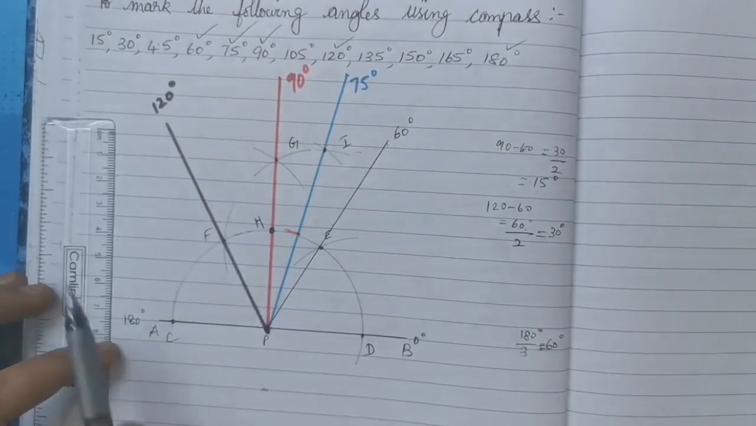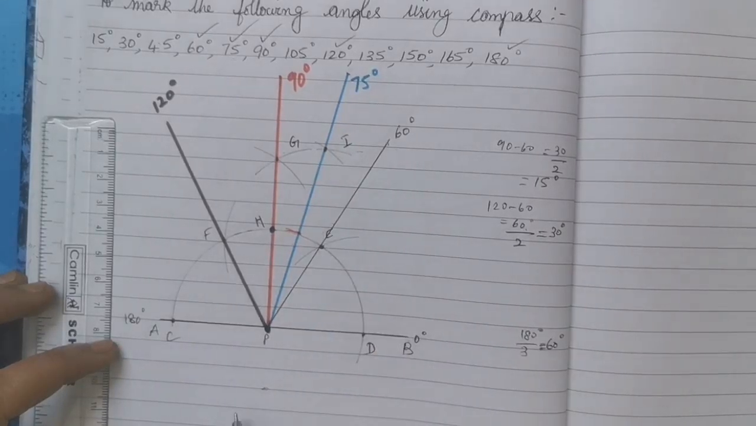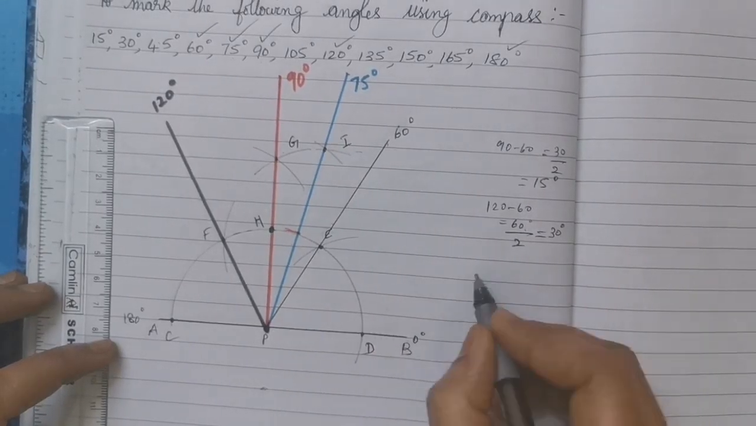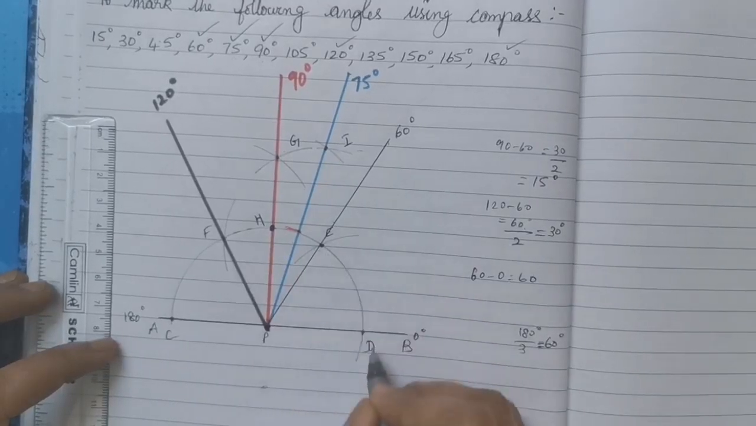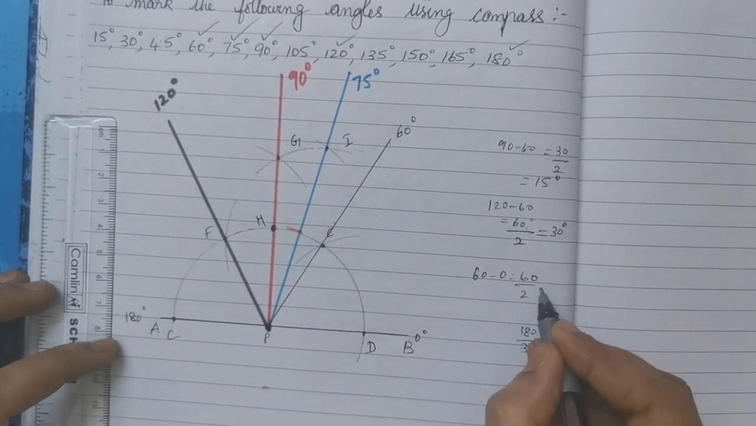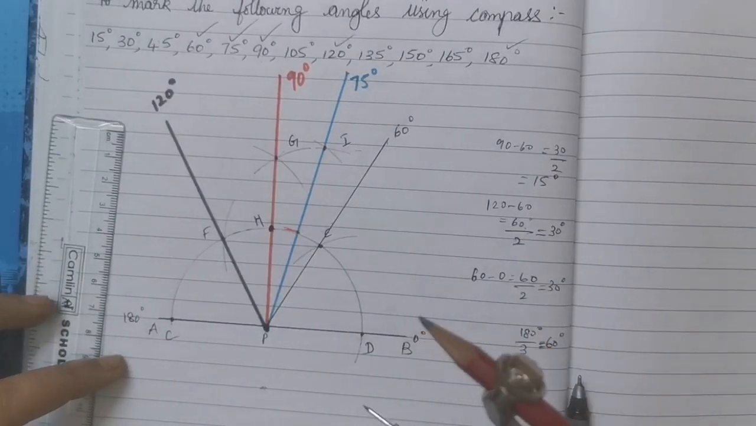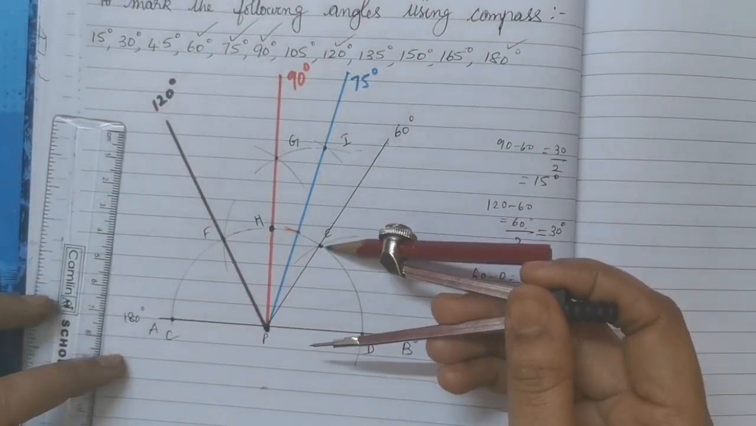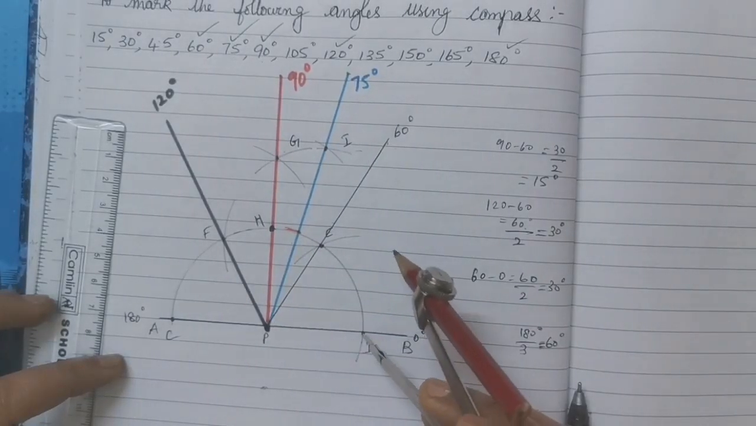Now to mark 30 degree, it lies between 0 degree and 60 degree. So 60 minus 0, we have 60 degrees between 0 and 60. When we divide it into 2, each part formed will be 30 degree. So now I am going to divide the 60 degree. This is the 60 degree. It lies between the point D and the point E.